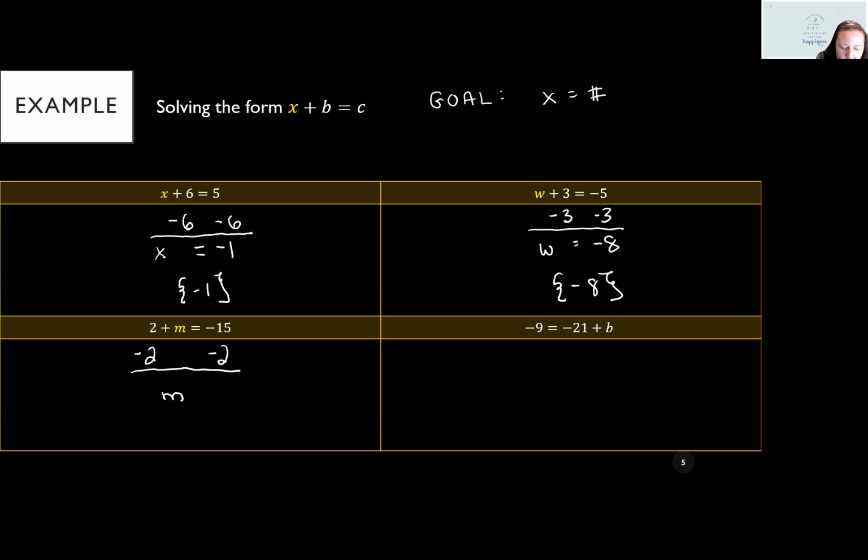So this gives me m, because 2 minus 2 is 0, so that disappears. And then we have a negative 15 minus 2, which is negative 17. And so our solution set is negative 17. That is the number that will make the equation true. Are there questions?